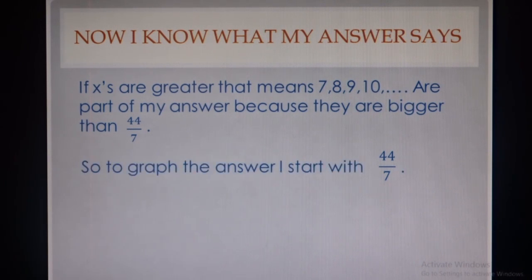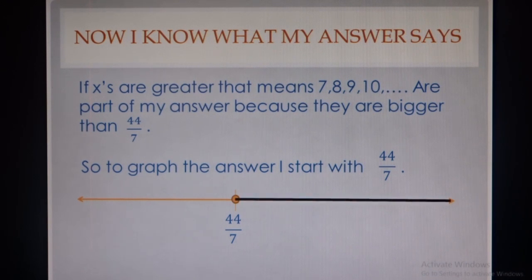So, we're going to be graphing our answer. We're going to start with 44 over 7. And we're going to put a closed circle, a closed filled in circle. Then we're going to shade our line for things that are greater than. So 7, 8, 9, 10.